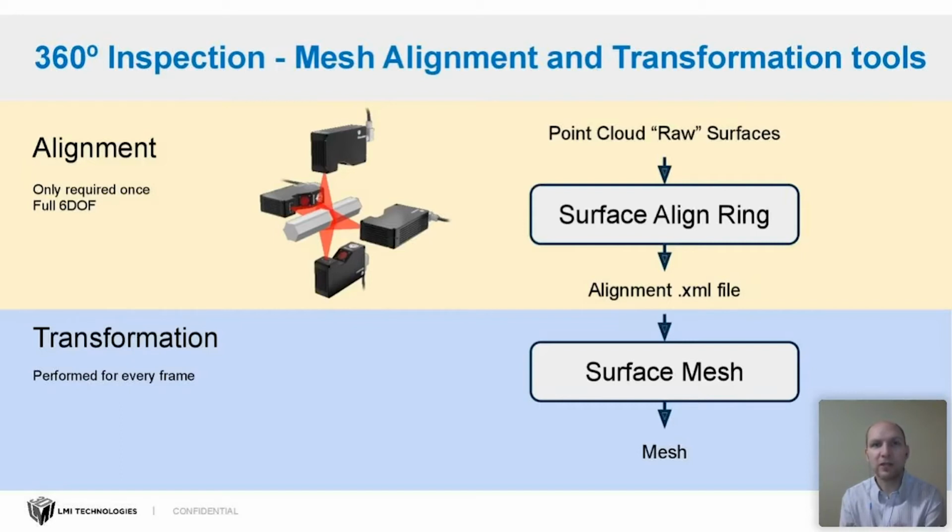The transformation then takes this XML file, and for all subsequent data coming from the scanners, it will transform it based on the transformation determined by the alignment tool, and then also stitch it all together into a mesh. So that's what we call the surface mesh tool, and its output is a mesh. The surface align ring tool, you would only run once to perform the alignment. And then once you've got a good XML file describing the transformation of each of your sensors, you use that as the input into your surface mesh tool. Together with the point cloud data coming from all the sensors, it produces the mesh for each scan.